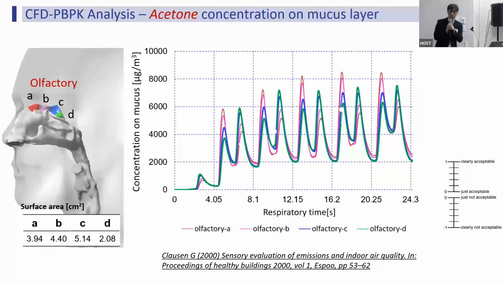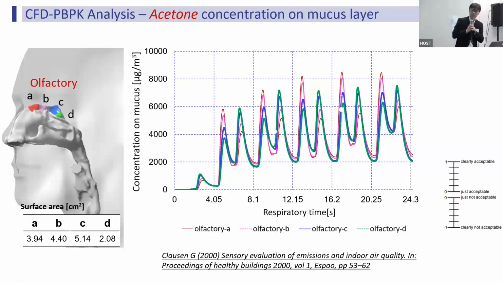Okay, this is a result of the equilibrium concentration of acetone on the mucous layer, especially in the olfactory regions. The horizontal axis shows the time passed from the test start, including the 1, 2, 3, 4, 5, 6 breathing conditions. Please take a look at the first breathing condition. This computer-simulated person inhaled a relatively low concentration because well-mixed air will be inhaled via the nostrils.